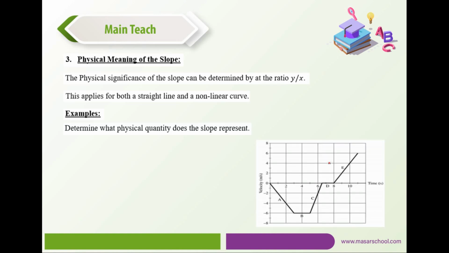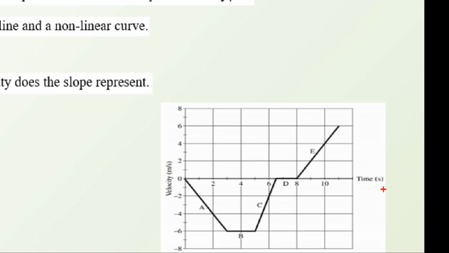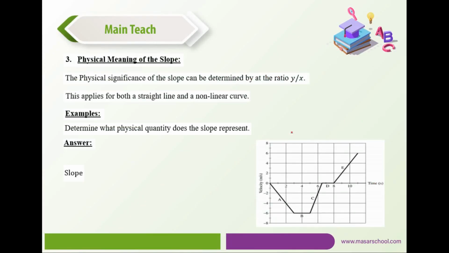Let's consider the following example. Determine what physical quantity the slope represents. In order to do so, we need to consider the ratio y over x, and in this case it's velocity over time. That would be v over t, and we know that v over t is simply acceleration. So in this case the slope is velocity over time, which is acceleration.